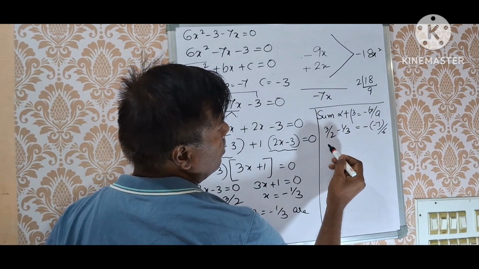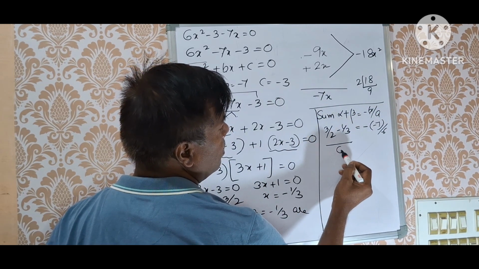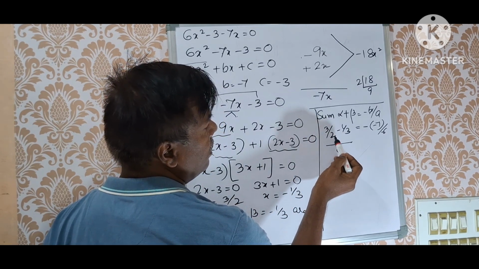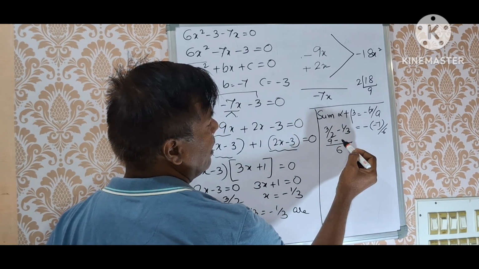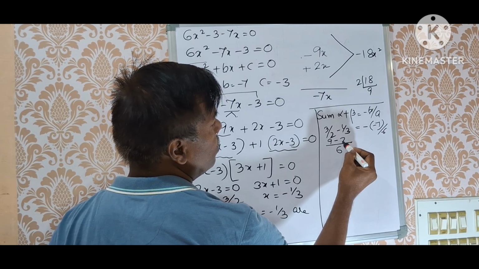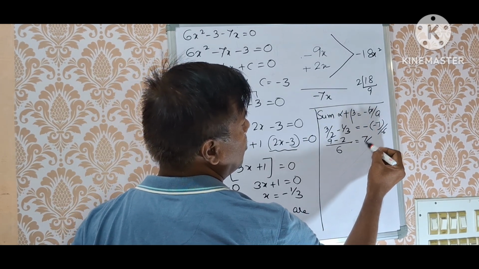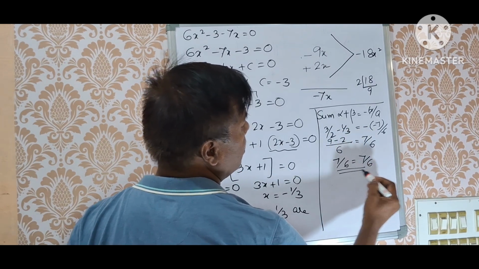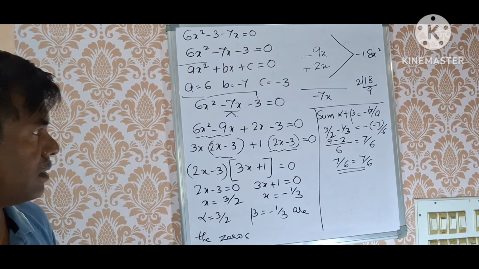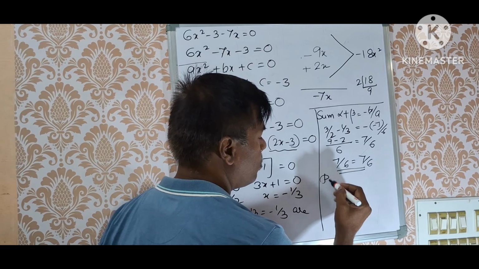Here the LCM is 6. 2 3s are 6. Here we get 3 3s are 9 minus 3 2s are 6, so 7 by 6. 7 by 6 equals 7 by 6. LHS equals RHS. Now the product of roots.